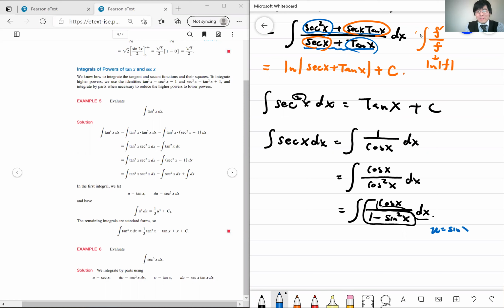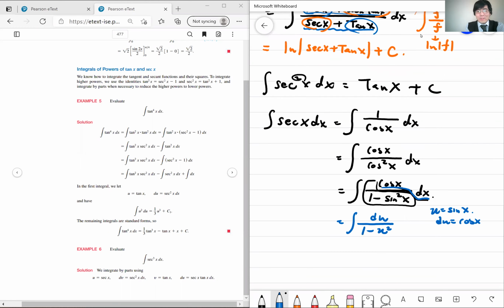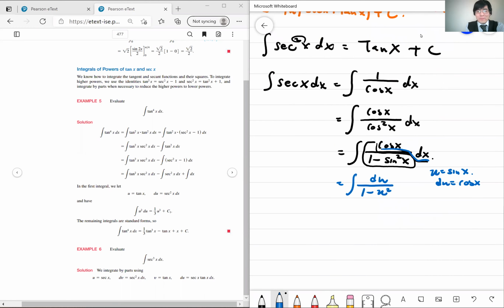Then du is equal to cosine x. And so this becomes 1 minus u square du. How are we going to integrate this rational expression? We are going to use a technique called partial decomposition.